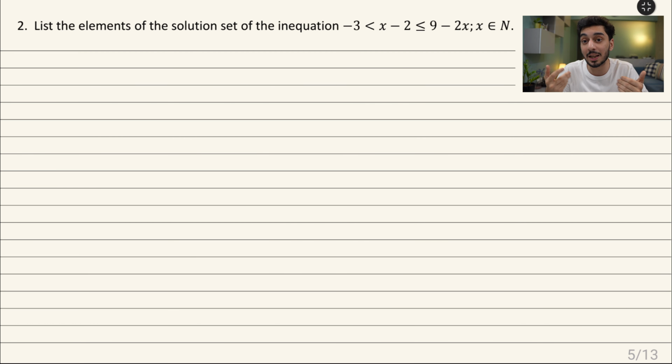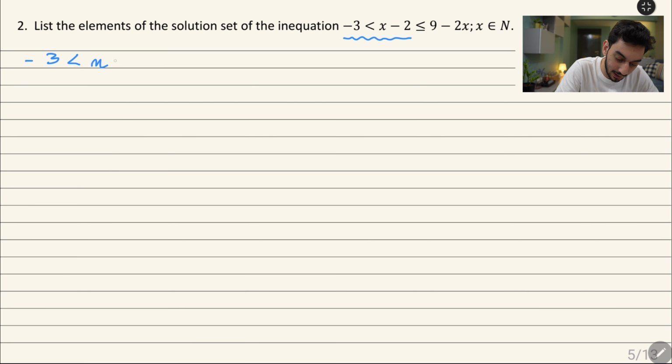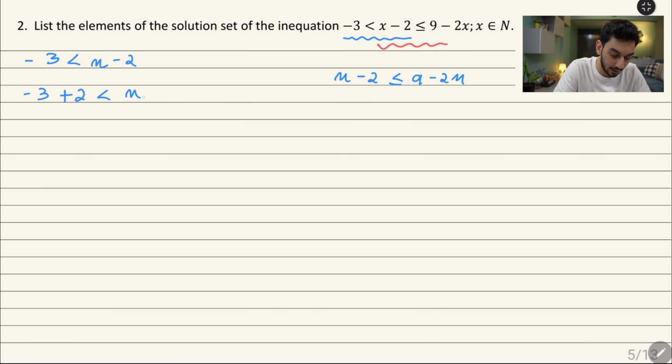Okay, let us pick up the two inequations that are given to us. It is negative 3 is less than x minus 2. That is one of the things. The second thing is x minus 2 is less than or equal to 9 minus 2x. Okay, let's solve this one first. Negative 2 goes to the other side. So negative 3 plus 2 is less than x. Negative 3 plus 2 is negative 1, which is less than x. That is one of the solutions.